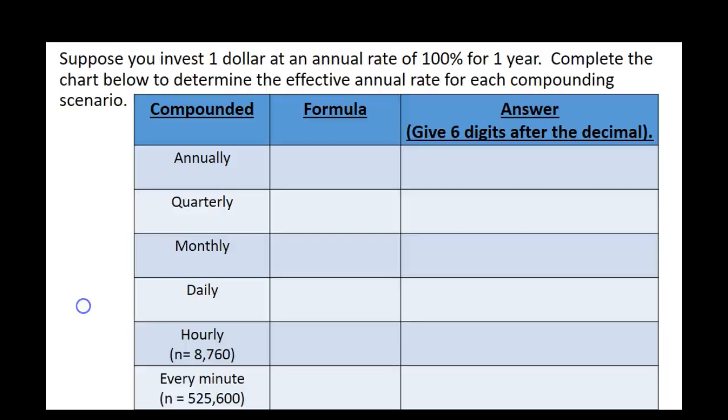And what we learned as we did this was that the more often something is compounded, the more the output is. You get more and more if it's compounded more often. That was from yesterday.